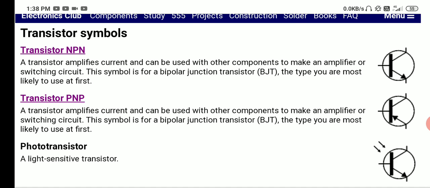A transistor amplifies current and can be used with other components to make an amplifier or switching circuit.